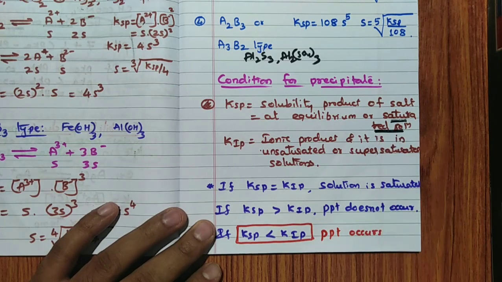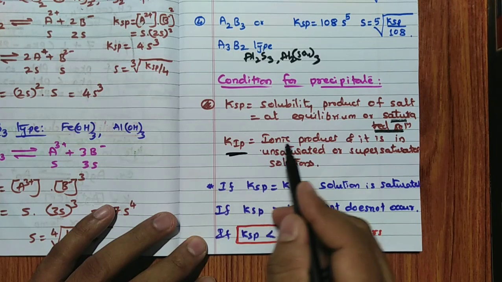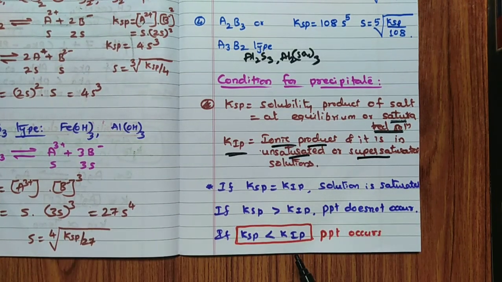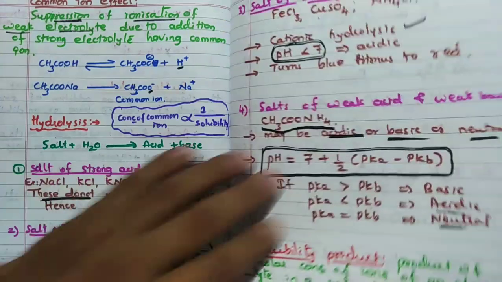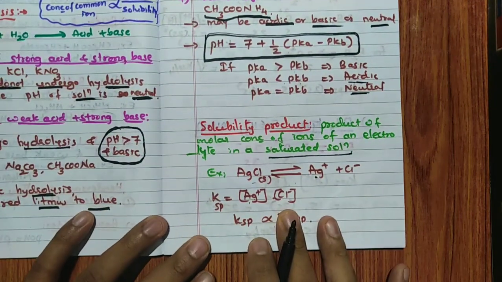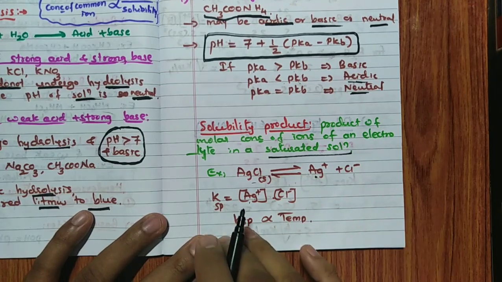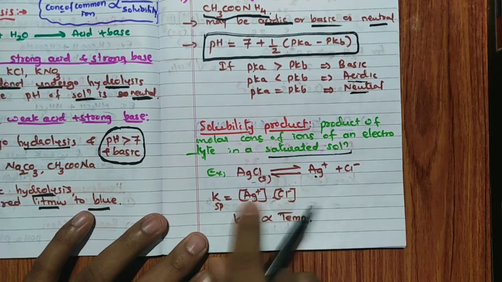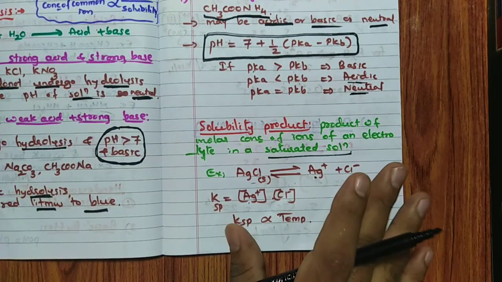Which condition? Saturated condition. Kip, I will introduce another new one. Kip is nothing but ionic product at unsaturated or supersaturated solution. The meaning is that whatever the Ag plus and Cl minus molar concentration I have taken, you can take at any point of time: saturated state, unsaturated state, supersaturated state. But only at saturated state, we call it Ksp. Remaining all the states we call it IP, ionic product.